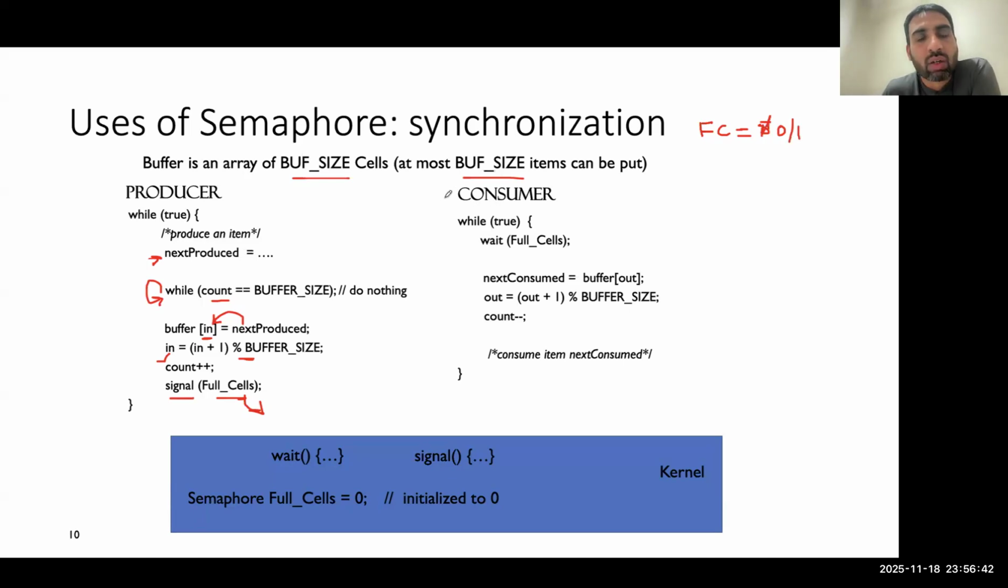Now let's say we assume that the consumer is not running, or the consumer is not yet scheduled for execution, and the producer is running continuously, right? So what will happen? It will produce another element. Count is still not equal to buffer size, so count is 1 actually. So it will place it in the buffer and again signal the semaphore. So it will become 0, 1, 2, 3, 4, and so on, right? And your count is also incremented every time, right? Once your count becomes equal to 5, at that time your full cells is also equal to 5, right?